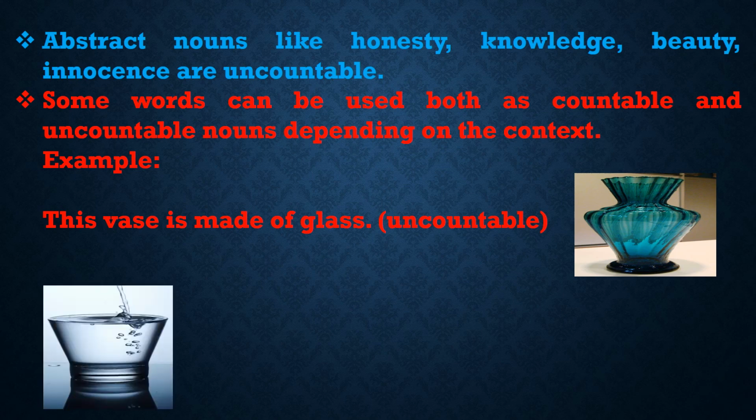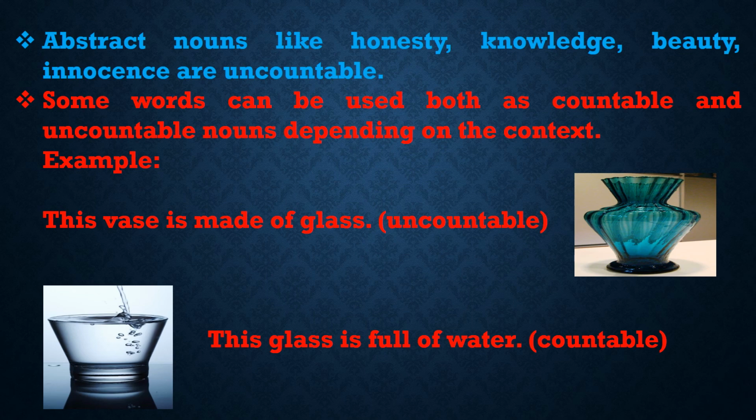Next, here you can see a picture and the sentence will be, this glass is full of water. Okay, this glass is full of water. As you can see, there is one glass and it is filled with water. So this you can count now, that there is one glass only. So here it is countable. The word glass is countable over here as it is used as a common noun. Okay, so hopefully you have understood countable, uncountable and the types of nouns.